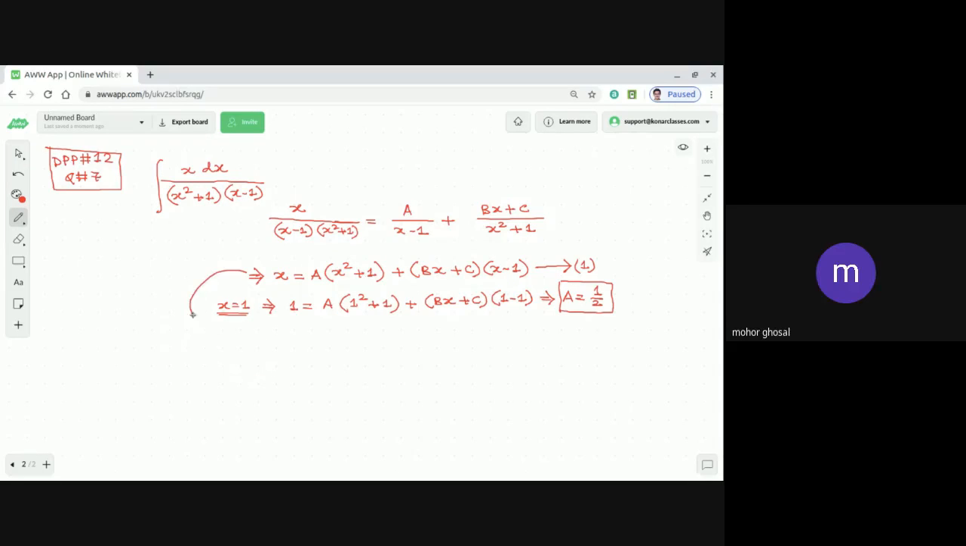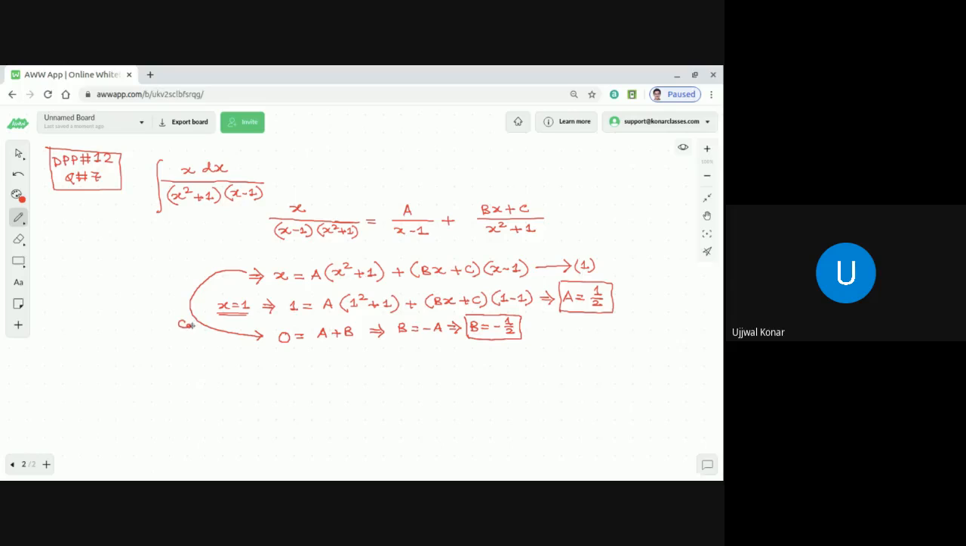The coefficient of x is exactly 0, and the coefficient of x square on the right hand side is a plus b. So that implies b is equal to minus a. And the value of a we already found is 1 by 2, so this implies b is equal to minus 1 by 2. Easily we are able to find it out.